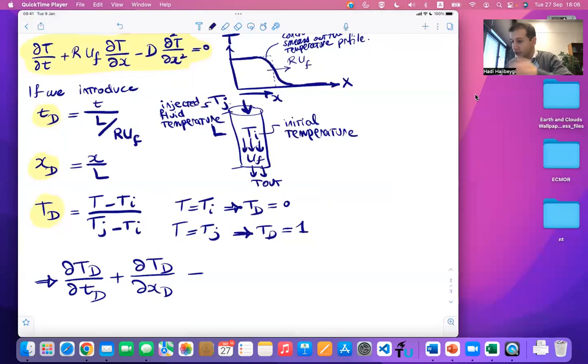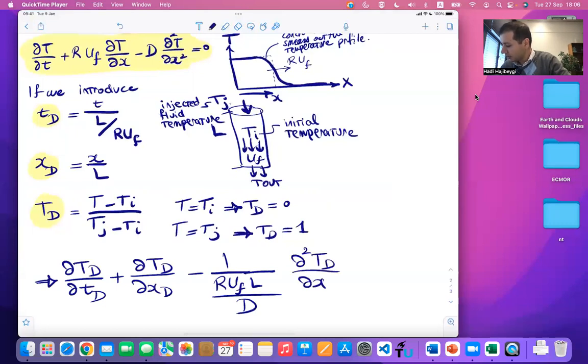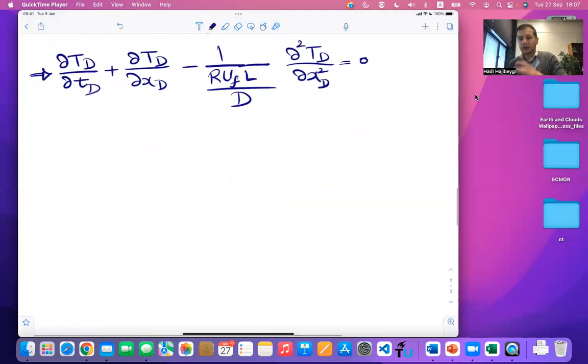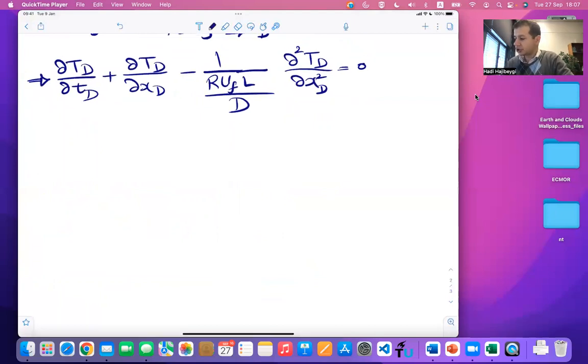And then I have the conduction part, which is minus 1 over Pe, L divided by D, the second derivative of dimensionless temperature with respect to dimensionless space, that will be 0. So what we did was we just scaled everything and introduced dimensionless quantities. In this system, my temperature distribution is always between 1 and 0. So that's the profile of temperature that I will get all the time.